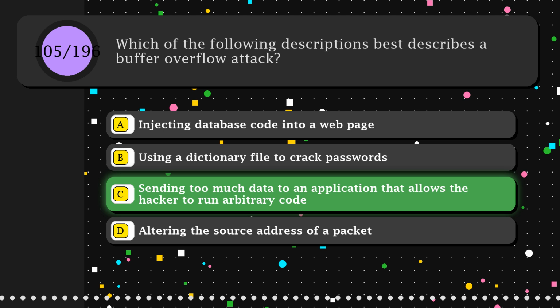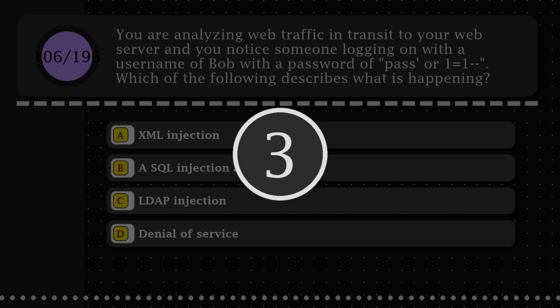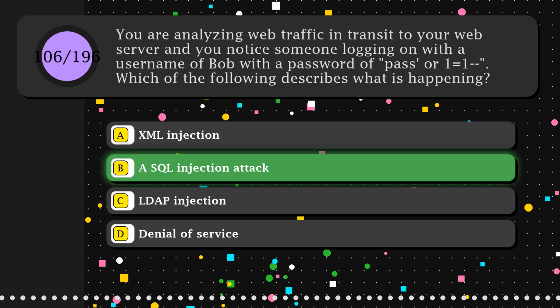code. Question 106. You are analyzing web traffic in transit to your web server and you notice someone logging on with a username of Bob with a password of pass or 1 equals 1. Which of the following describes what is happening? Option A, XML injection. Option B, a SQL injection attack. Option C, LDAP injection. Option D, denial of service. The correct answer is option B, a SQL injection attack.